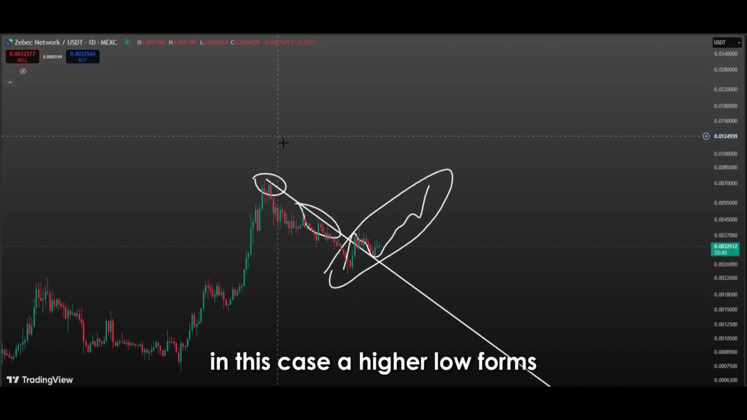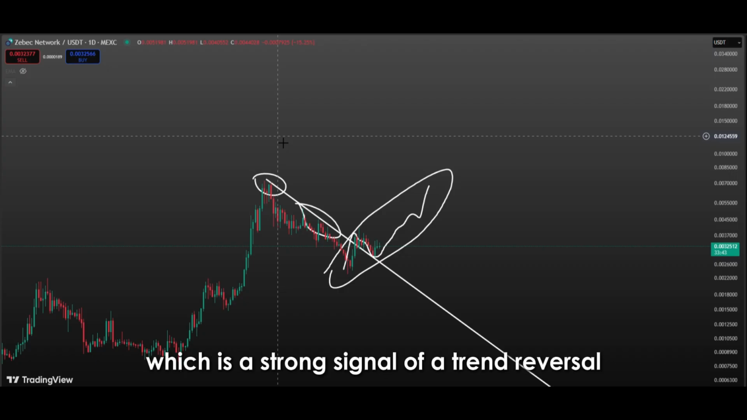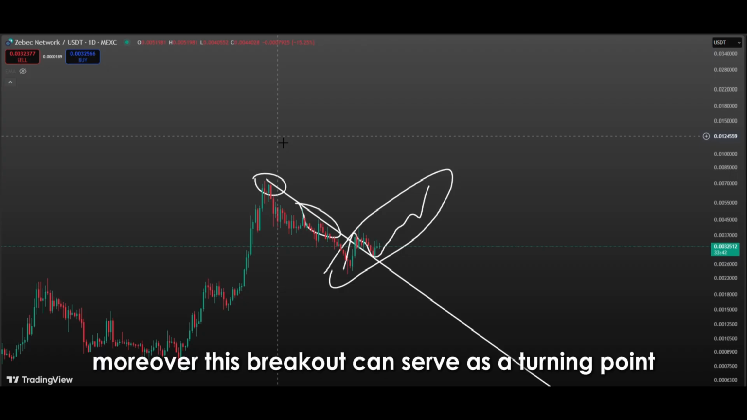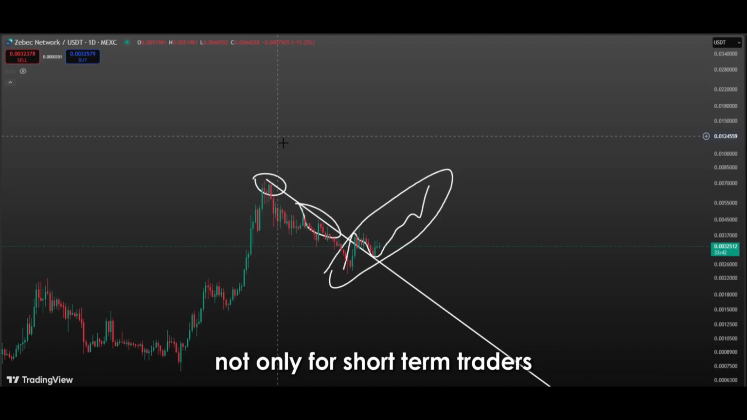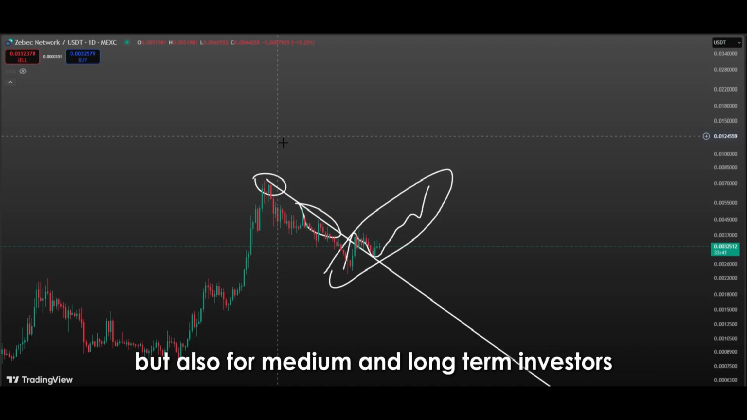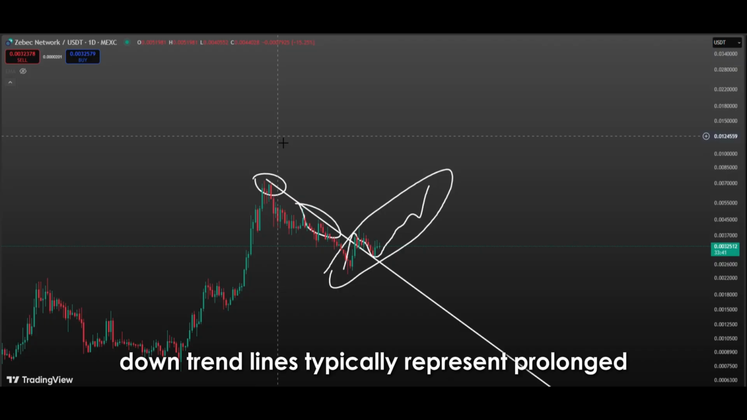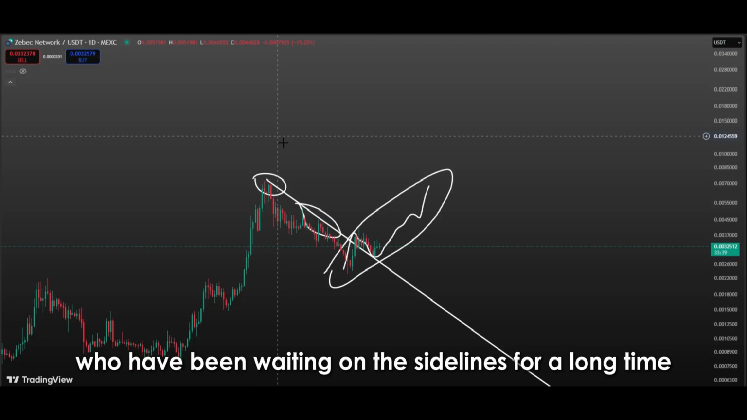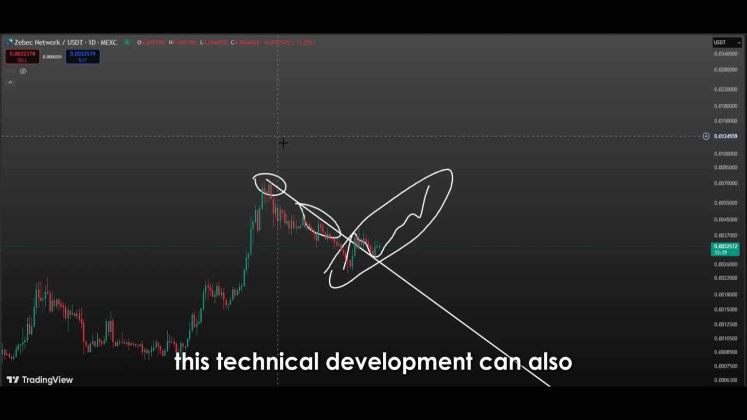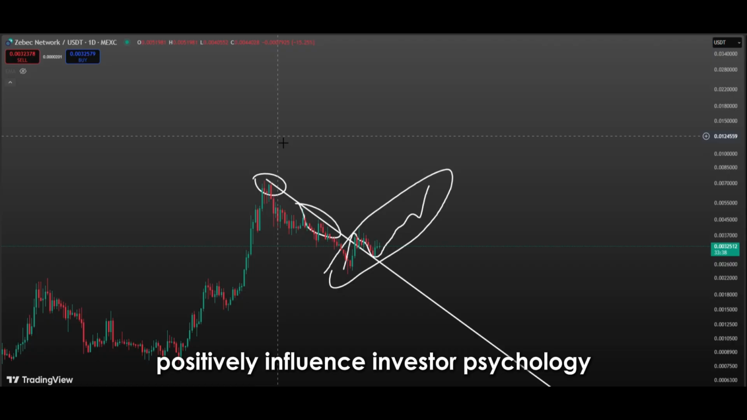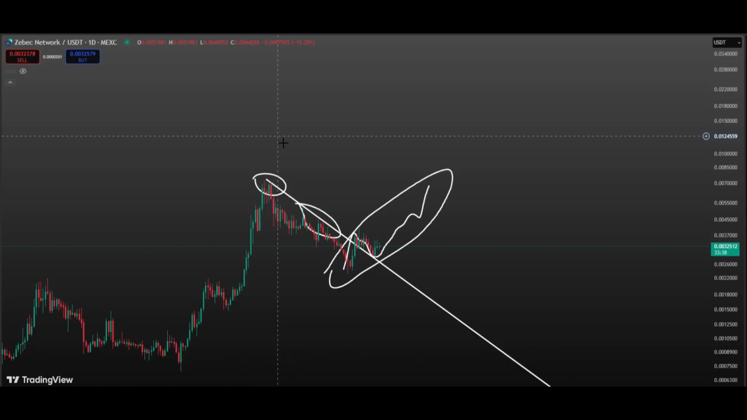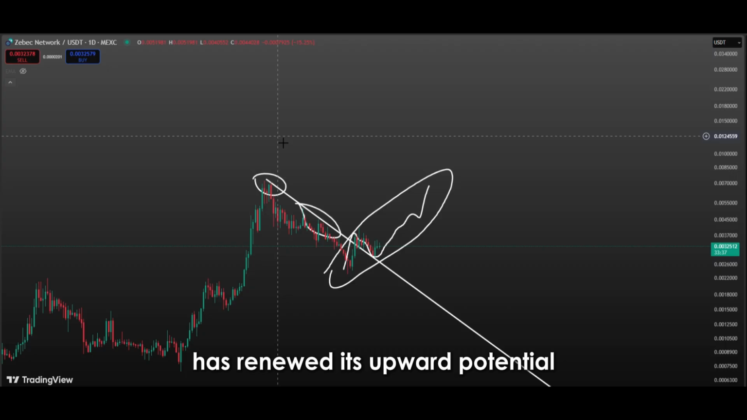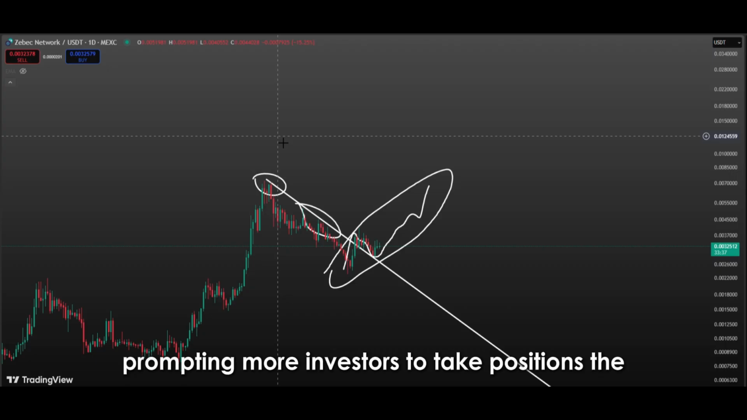In this case, a higher low forms, which is a strong signal of a trend reversal. Moreover, this breakout can serve as a turning point not only for short-term traders, but also for medium and long-term investors. Downtrend lines typically represent prolonged correction or decline phases. Breaking out of such structures may revive positive expectations even for investors who have been waiting on the sidelines for a long time. This technical development can also positively influence investor psychology, increasing confidence in the market. It creates a perception that the price has renewed its upward potential, prompting more investors to take positions.